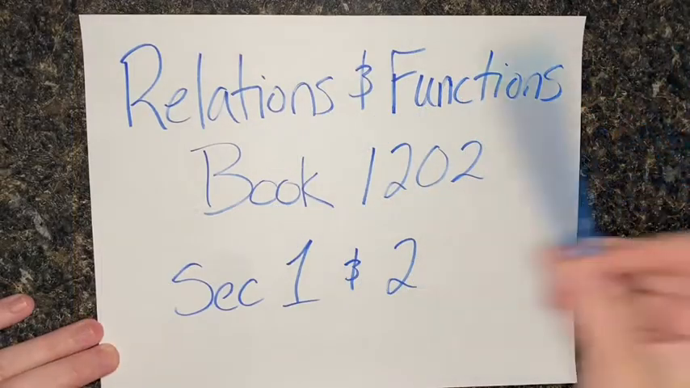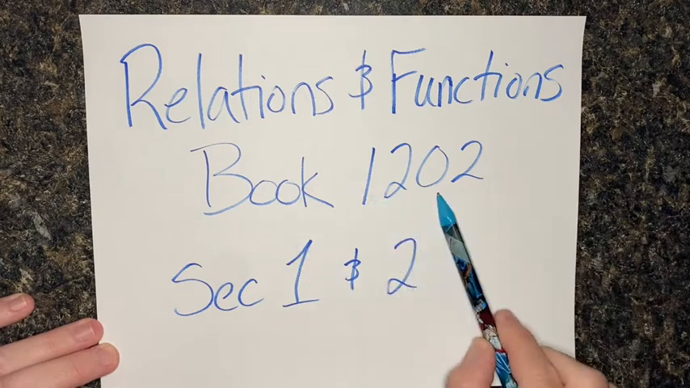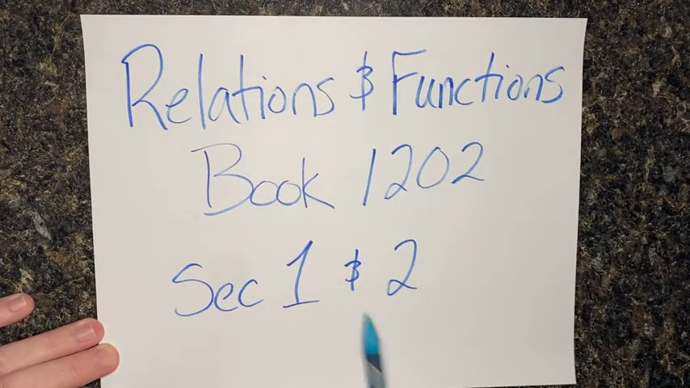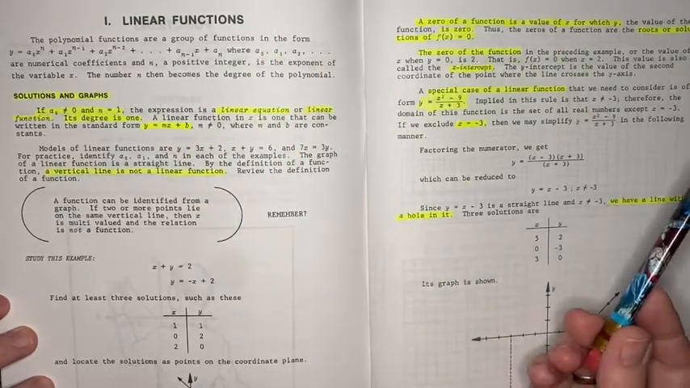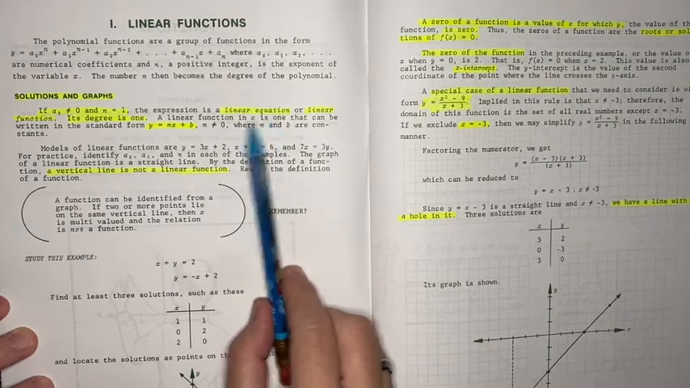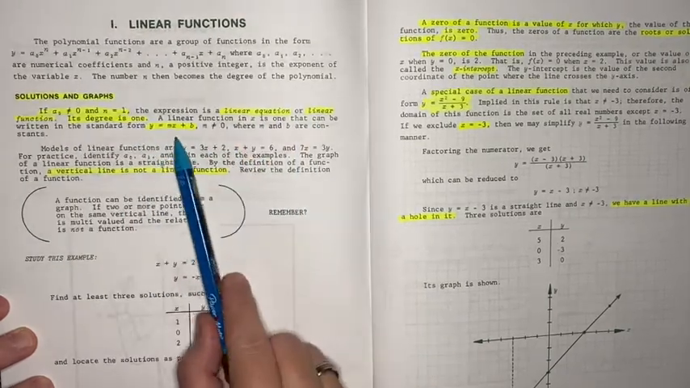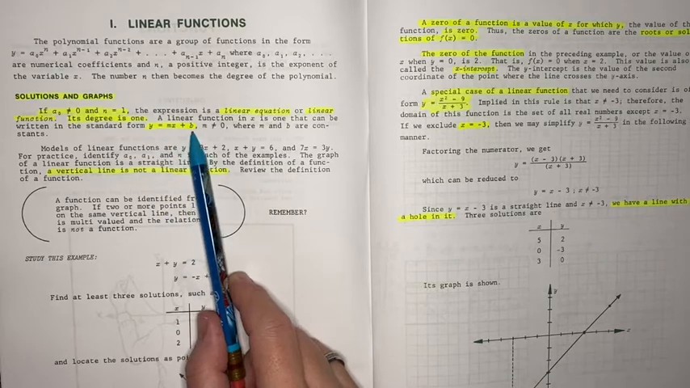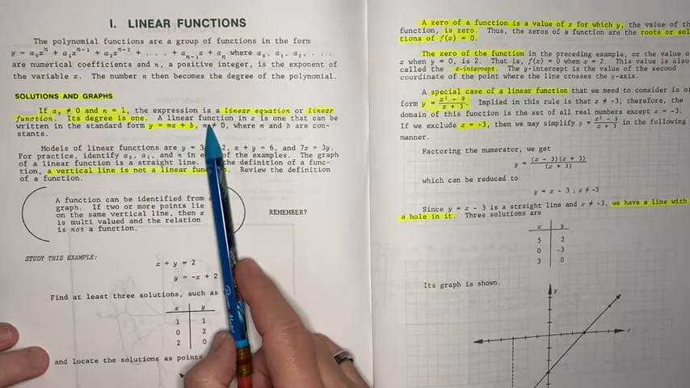Today we're going to be looking through Relations and Functions, 12th grade math, book 1202, sections 1 and 2. Section 1 begins on page 2, and we're talking about linear functions. This is a bit of a review. A linear equation or linear function is to the first degree, and it's usually in this form, y equals mx plus b. When I say first degree, I mean there's no exponent anywhere, okay?